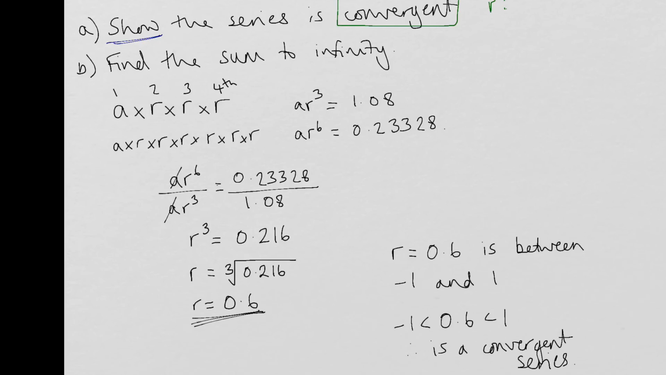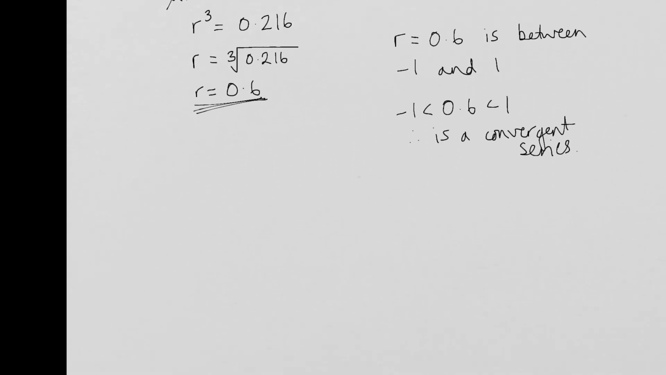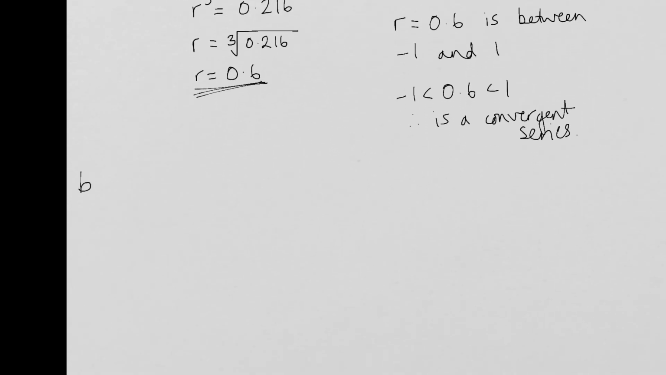Lovely. So the second part of the question asks us to find the sum to infinity. As this is a converging series, we can use that nice simpler version of the formula, which I'm going to write out for you now. So the sum to infinity is going to be a on its own over 1 minus r. And again, we need to work out what a is actually, don't we?